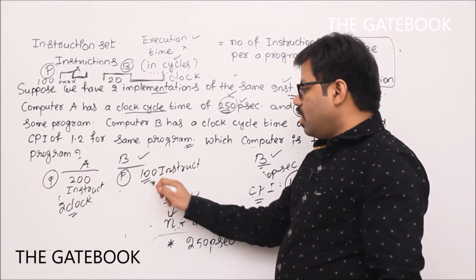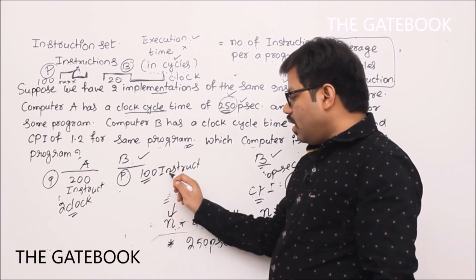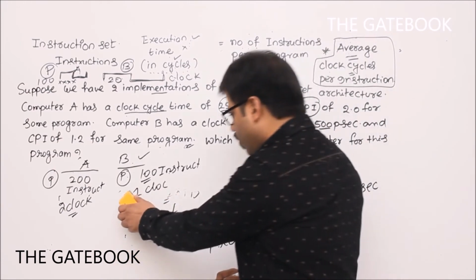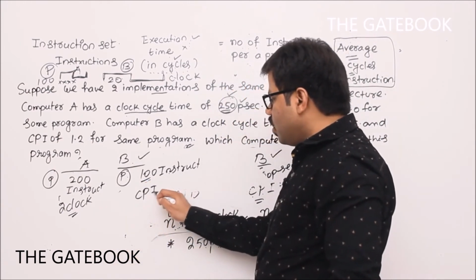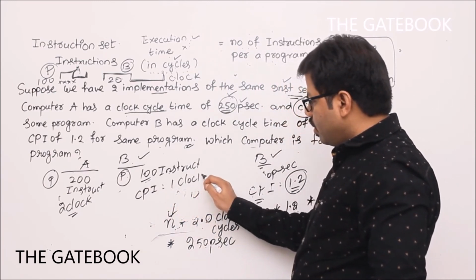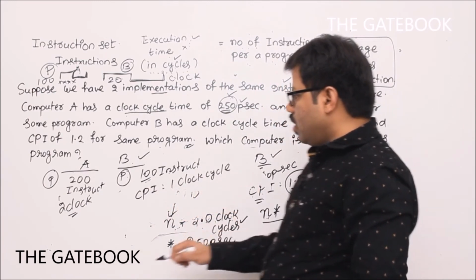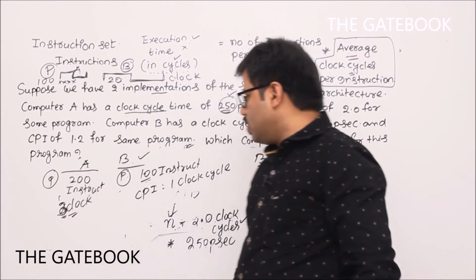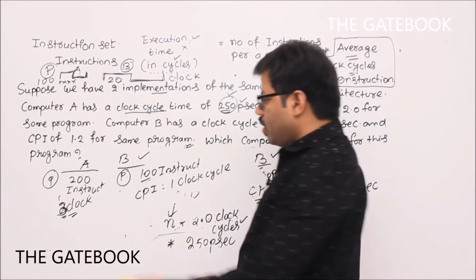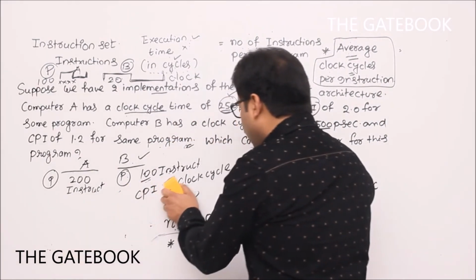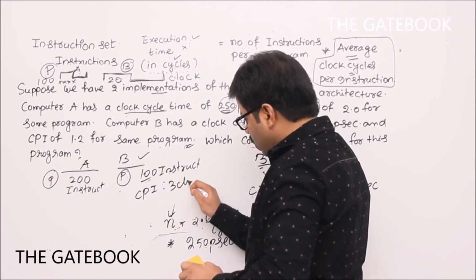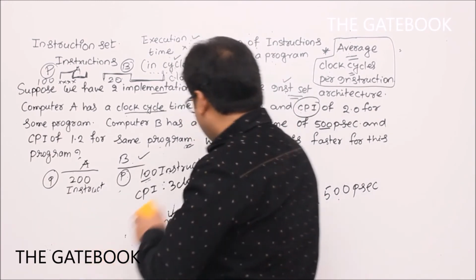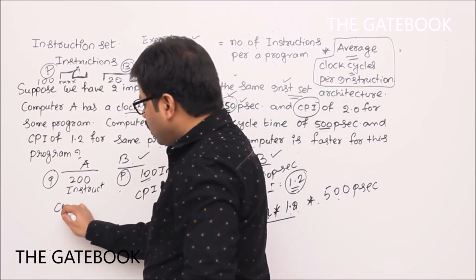But in computer B, each instruction is taking on average only 1 clock cycle. That means CPI also matters. Let's say here CPI is only 1 clock cycle. Maybe here the CPI is 3 clock cycles. Assume that CPI is 3 clock cycles per instruction, and here CPI is only 1.